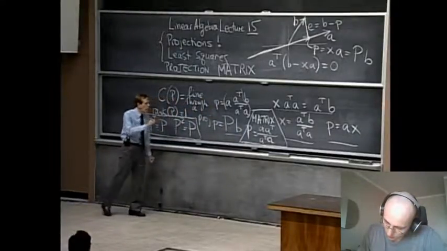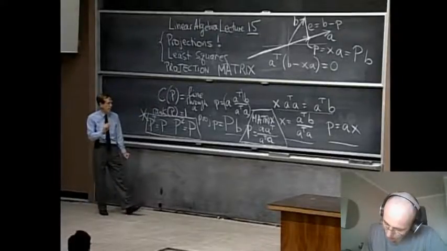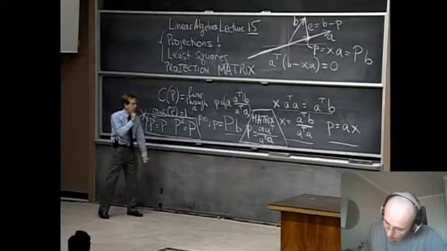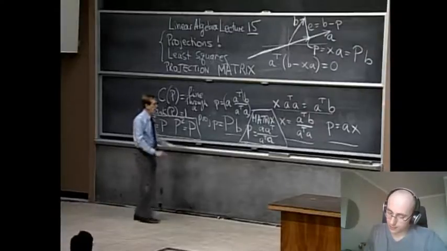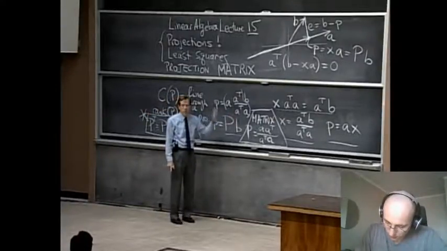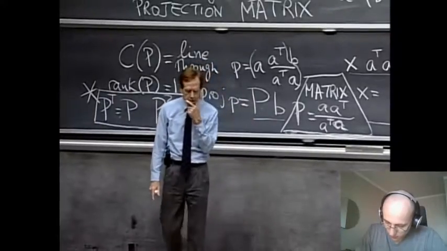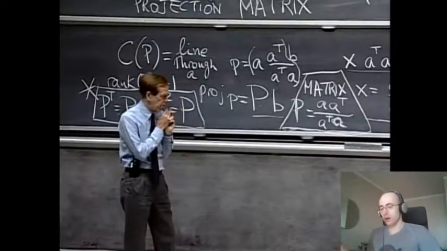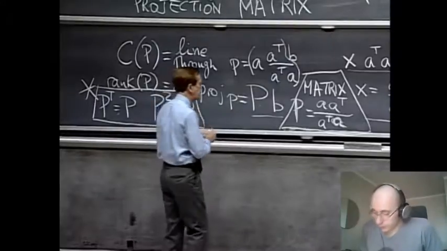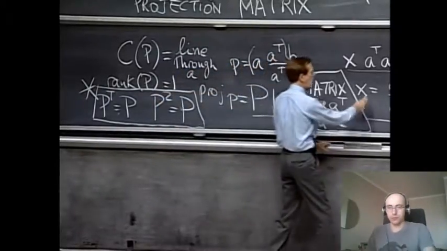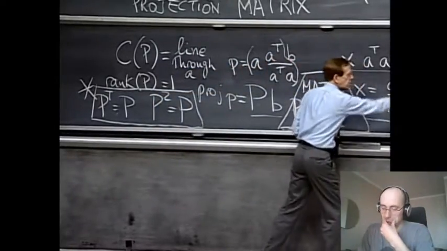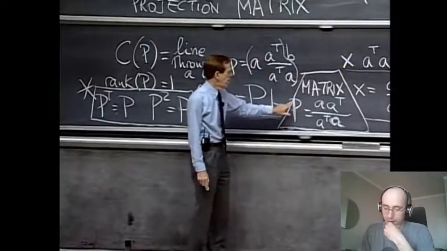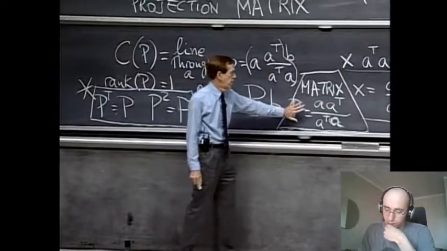Then here's the exact formula. When I know what I'm projecting onto, that line through A, then I know what P is. Do you see that I have all the pieces here for projection on a line? Please remember those. There are three formulas to remember: the formula for X hat, the formula for P, which is just A X hat, and then the formula for capital P, which is the matrix.